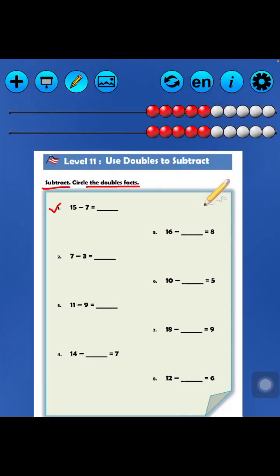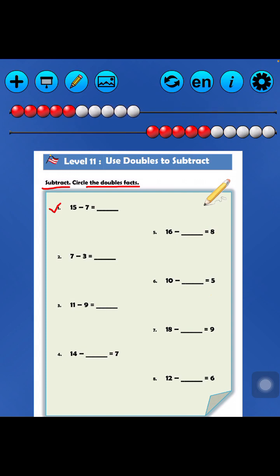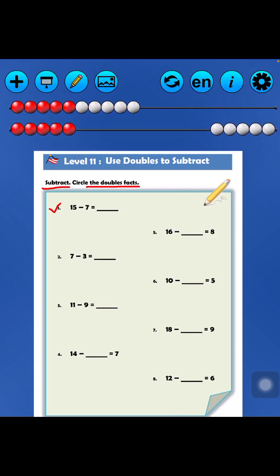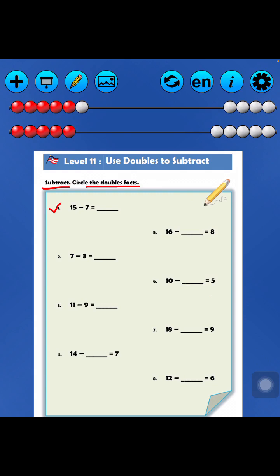Okay, let's use the abacus to help us. And we move 15 beads to the left hand side. 10 beads. And we move 5 more. 1, 2, 3, 4, 5. And now we need to take away 7 beads from either one row. Which row should we choose? Row 1 or row 2? Yes, we should take away from row 1 and remove 7 beads to the right hand side. 1, 2, 3, 4, 5, 6, 7.